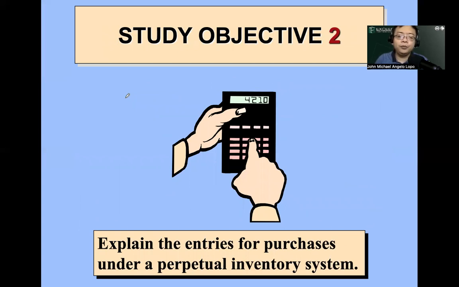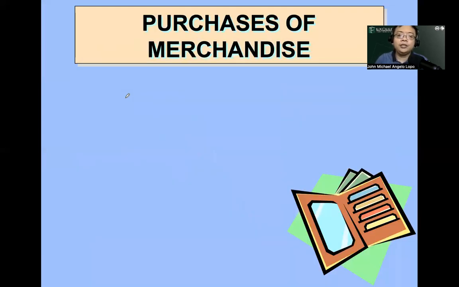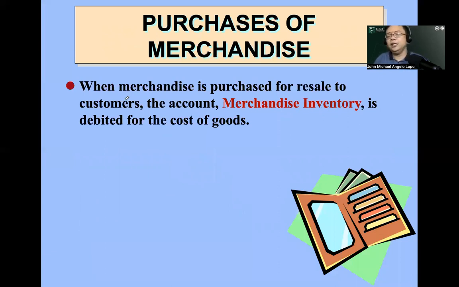Okay. Study objective number 2. Explain the entries for the purchase under perpetual inventory system. What if you will purchase already? Kailangan na sa atin, no? Kailangan lang bumili. So when the merchandise is purchased for resale to customers, the account is debited. Sorry, wrong ako. Merchandise inventory is used to be debited, not the cost of goods sold. So meaning, always your merchandise inventory.